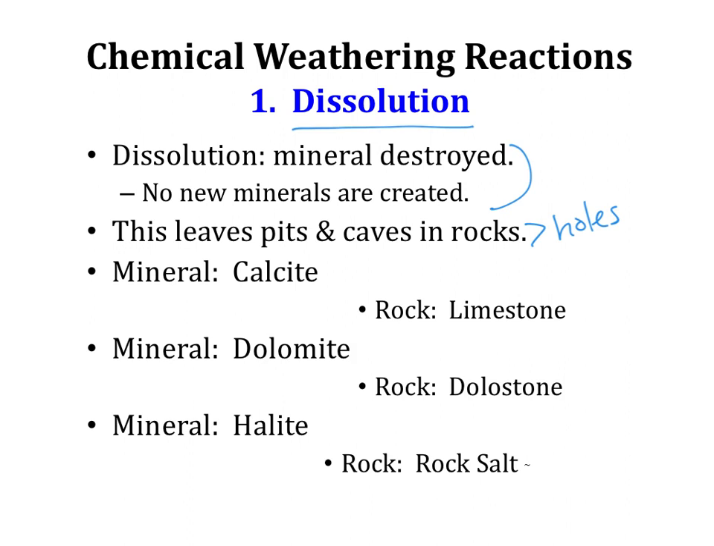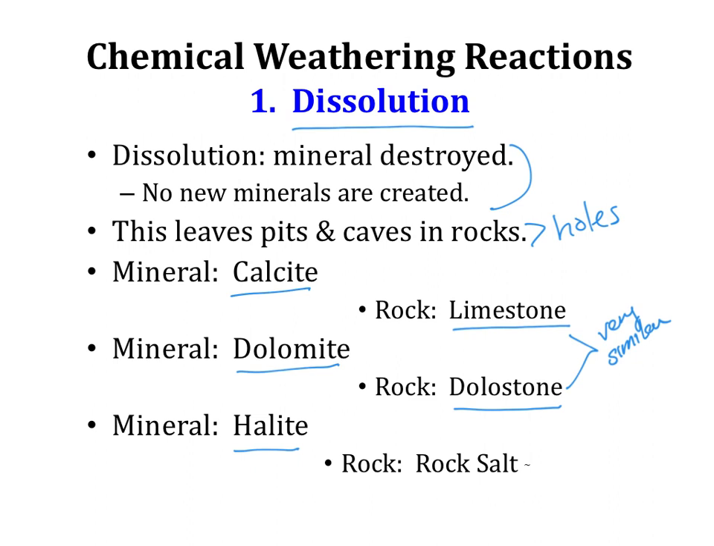There are 3 minerals that are easily dissolved by rainwater, which again, remember, is that carbonic acid: calcite, dolomite, and halite. Dolomite and calcite are very similar. Calcite makes up the rock limestone and dolomite makes up the rock dolostone, but these two are very similar. We're going to talk about these in the next chapter. And halite makes up the rock salt. So all of these are sedimentary rocks, which we're going to get to in the next semester.